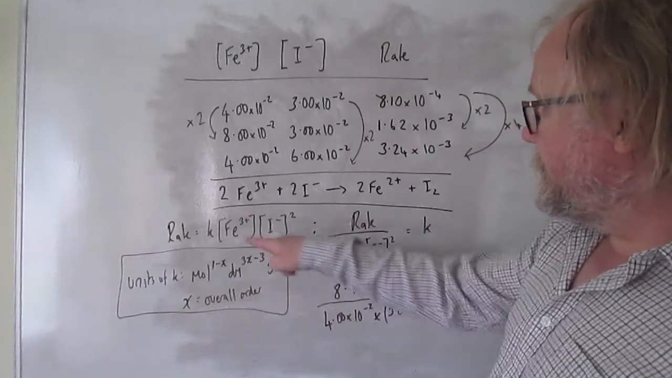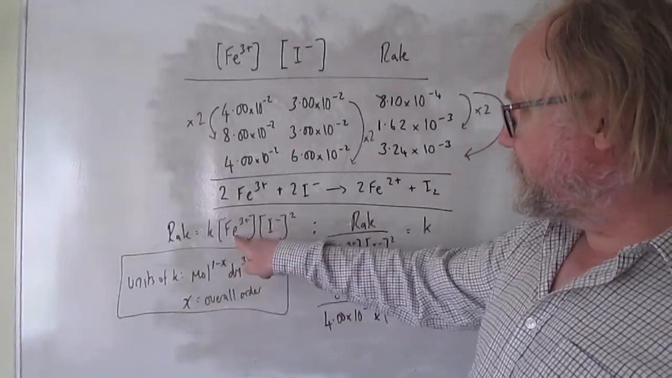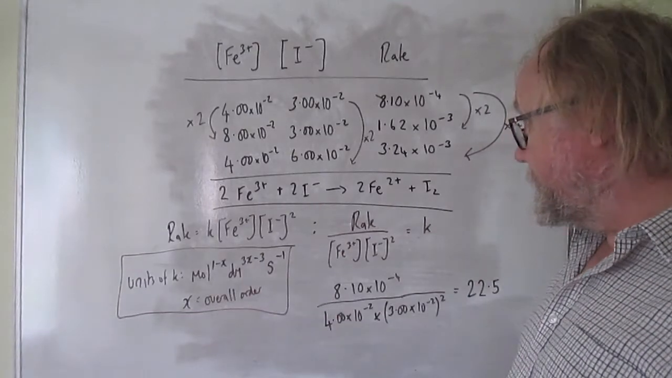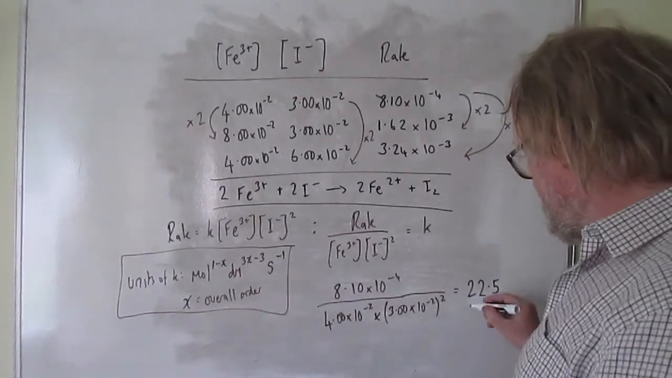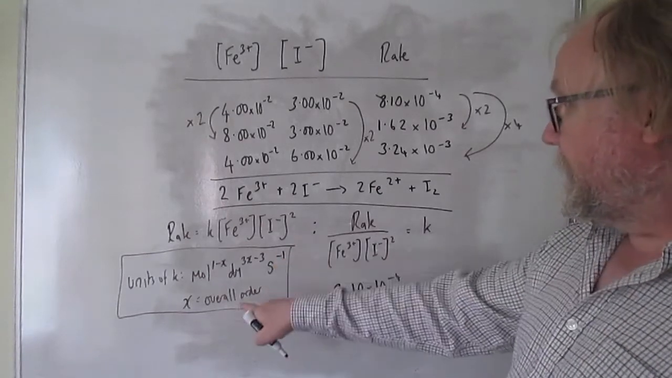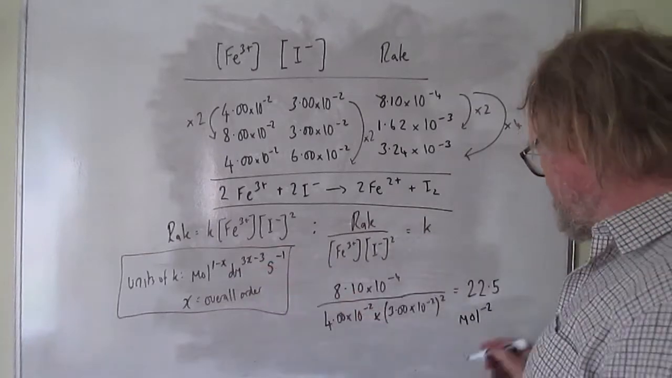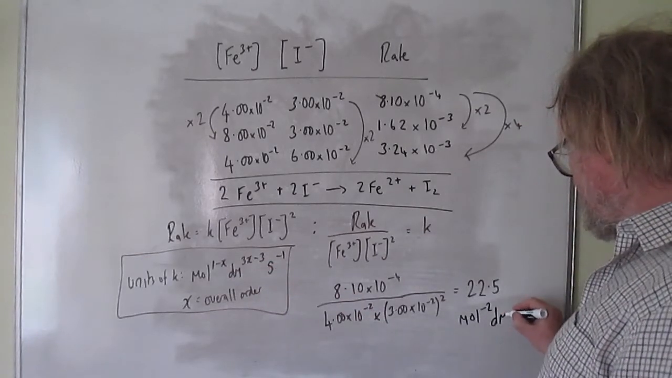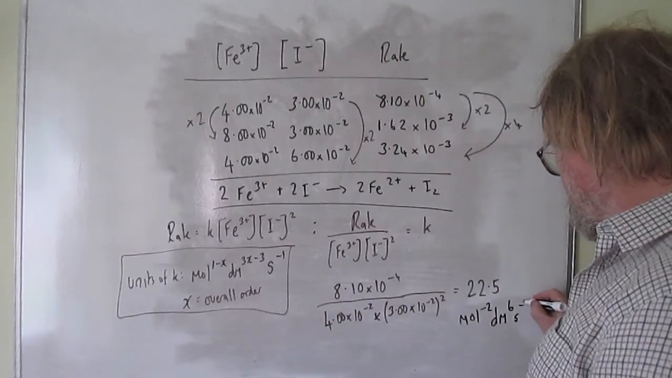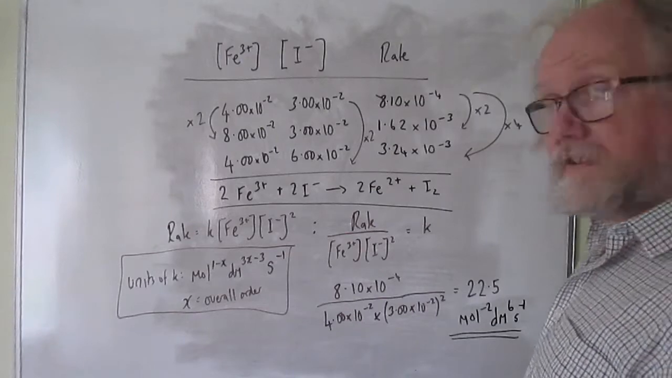So in our example, we've got first order for Fe3+, second order for I-, so the overall order is 1 plus 2 is 3. So we've just got to set x equals 3 there. So 1 minus 3 is minus 2, so it's moles to the power minus 2. 3 threes are 9, 3 threes are 9 minus 3 is 6. So mol^-2 dm^6 s^-1. And that gives us our units of the rate constant.